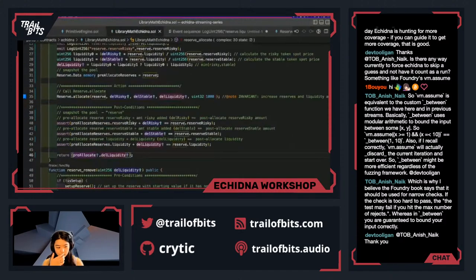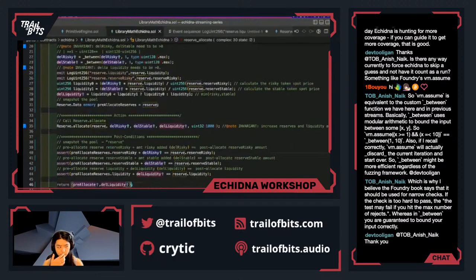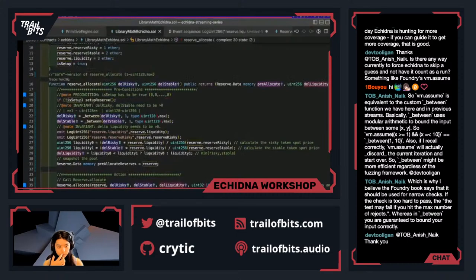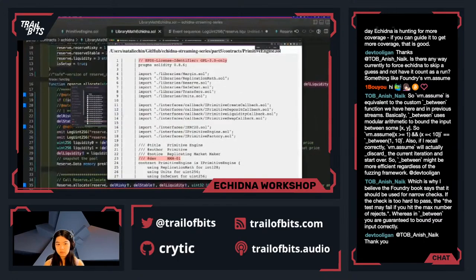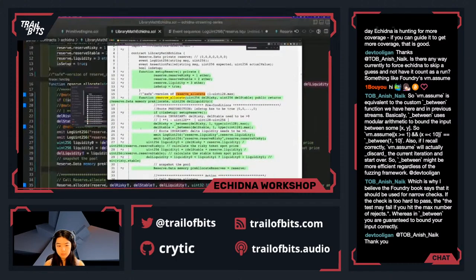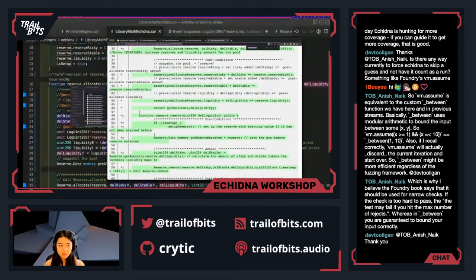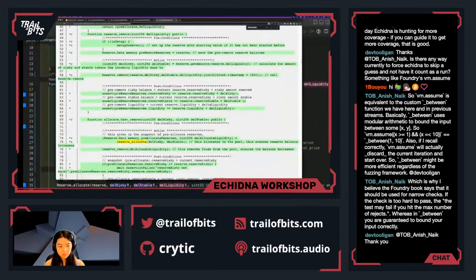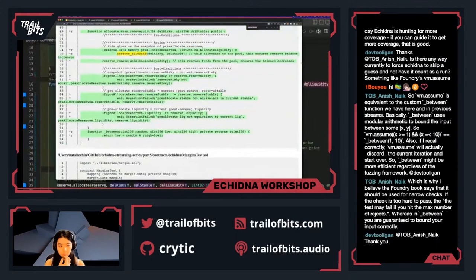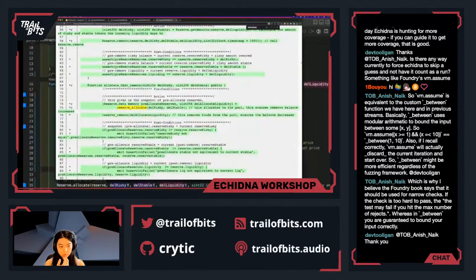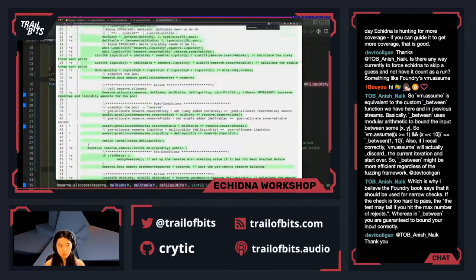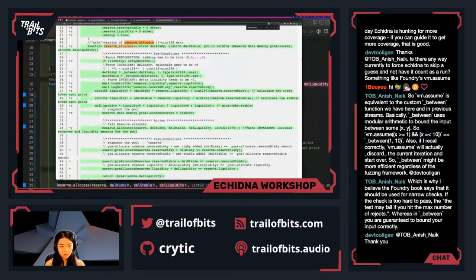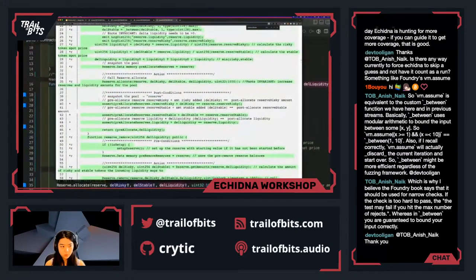Right, we can step through the pre-allocate. All right, we're going to just take a look at where this is reverting. We take a look at the reserve allocate, we see a revert, which if we go back up to reserve allocate, we're essentially reverting on the allocation.